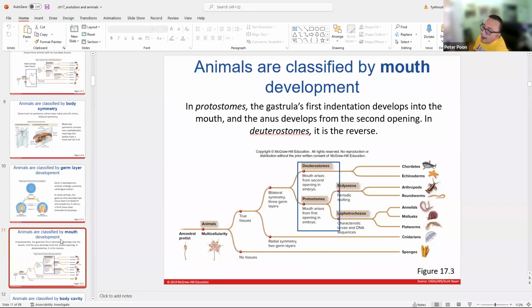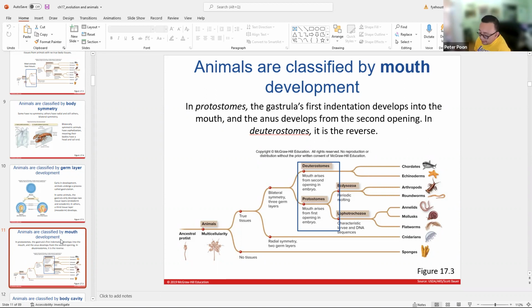Protostomes are classified by mouth development. The first indentation that develops in the gastrula is the mouth in protostomes. In all animals, we develop a hole. In protostomes, that first hole is the mouth, and the anus develops later.